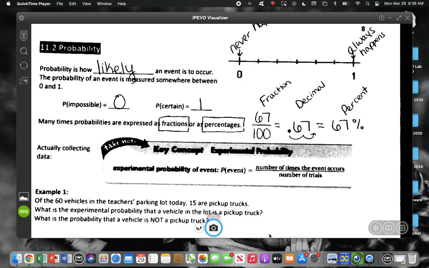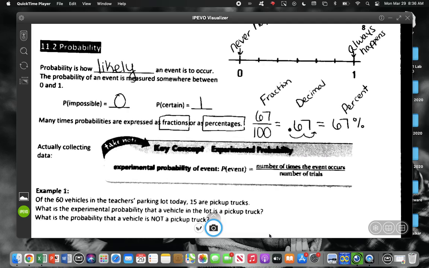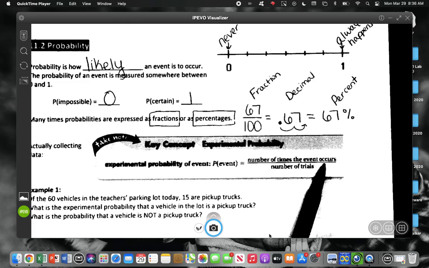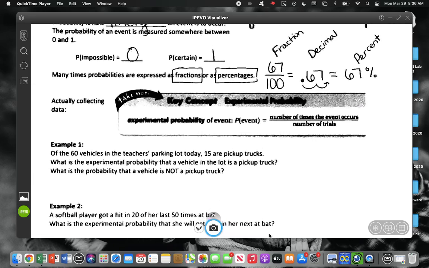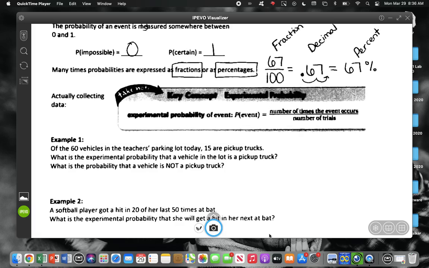So if you are actually collecting data, the number of times the event occurs, and the event is something that you want to happen, and the number of trials is how many times you would try to make that event happen. And so we're always taking the part divided by the total. So if we look at that first example, it says we have 60 vehicles in the teacher's parking lot today, which is probably pretty close. And it says there are 15 pickup trucks. Probably not accurate information if we actually went out into the parking lot.